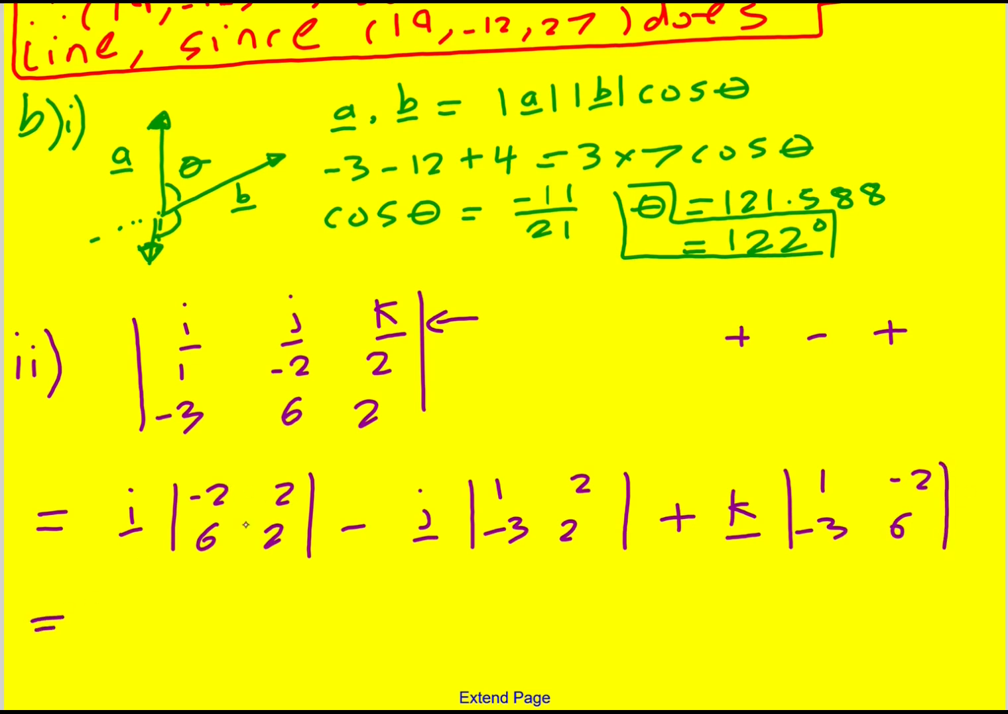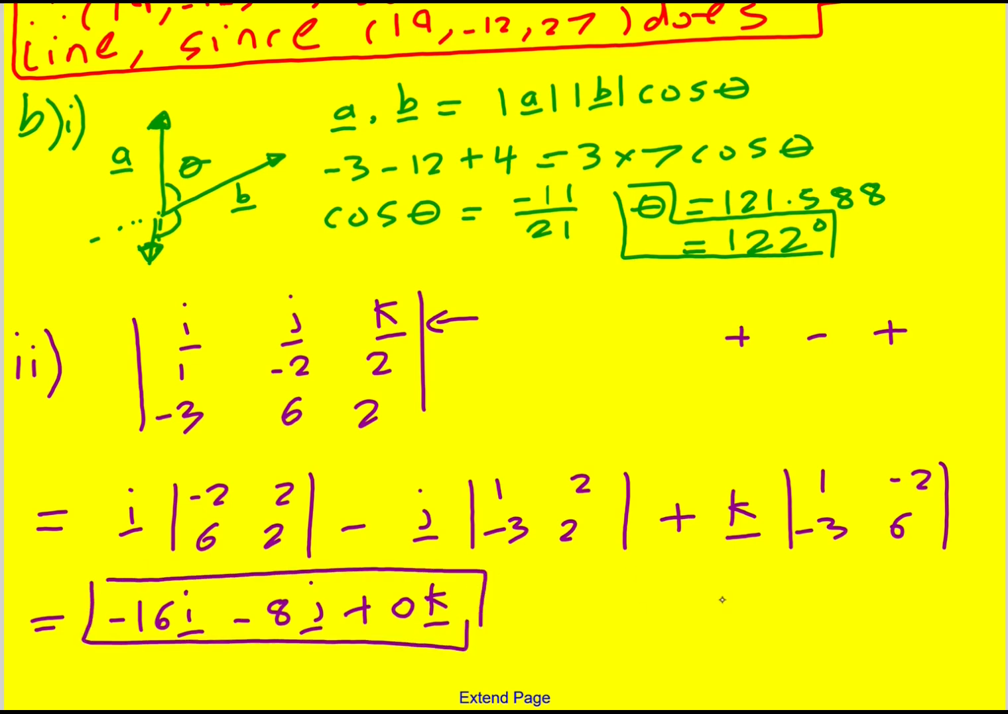Got to be careful here. Minus 4, minus 12, that's minus 16i. Then minus 6, minus 2, that's minus 8j. And then 6 minus 6, actually that's going to be 0. So we just get minus 16i minus 8j. I could write plus 0k just to make it really clear. And that's it.